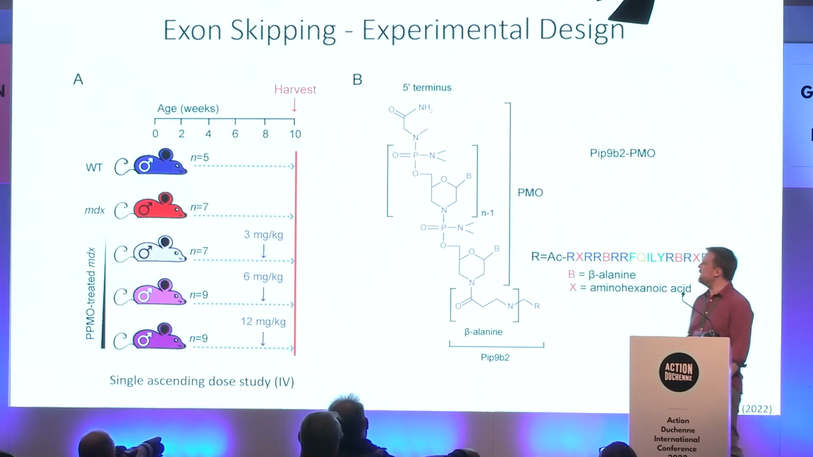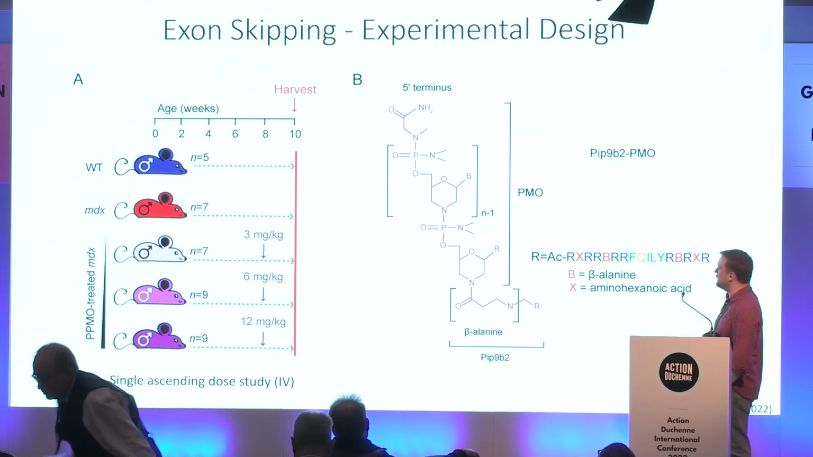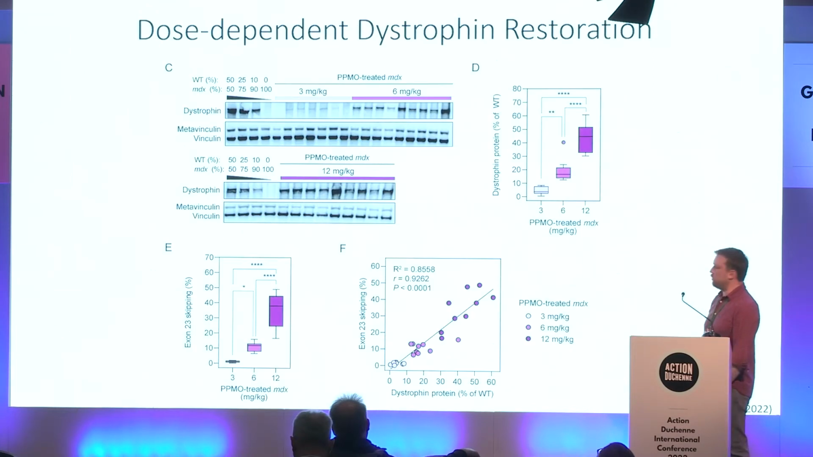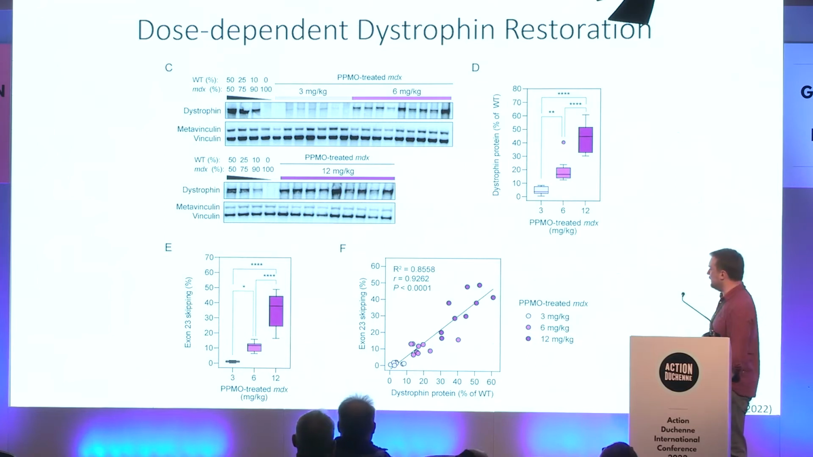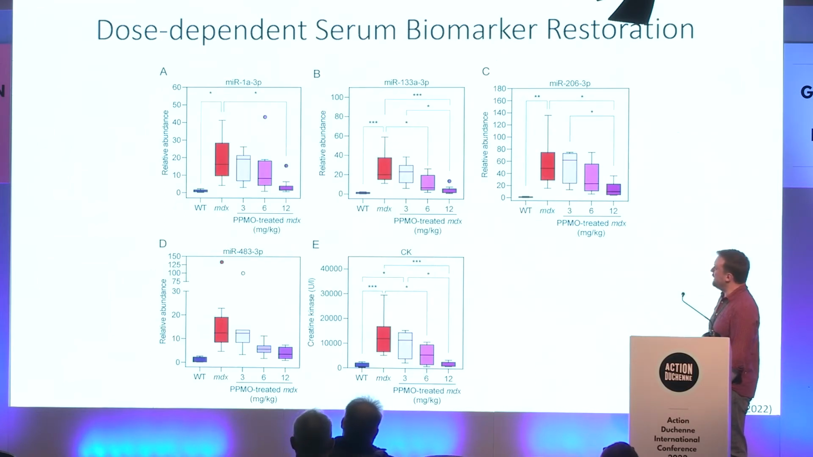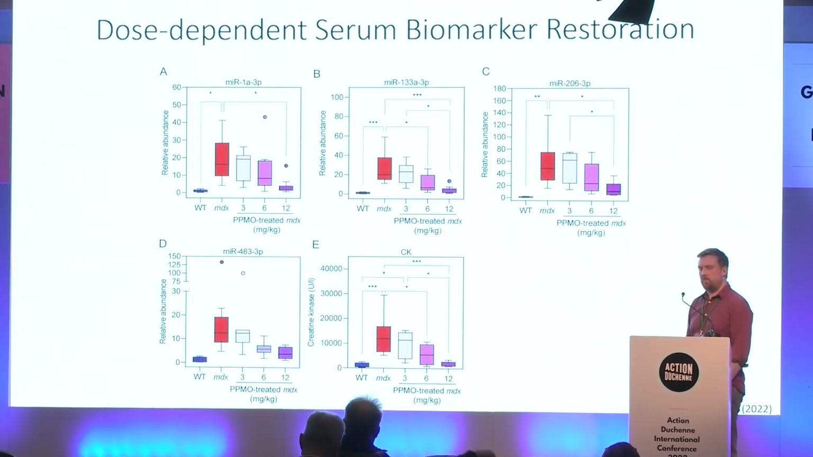For exon skipping, we designed a single ascending dose study in the MDX mouse using one of our favorite peptide PMO conjugates, which is shown diagrammatically on the right. We observed dose-dependent dystrophin restoration, fairly substantial levels of dystrophin, with a median level of about 50%. This is much, much higher than what you would see with a naked PMO technology. We found that this also resulted in a dose-dependent restoration of circulating biomarkers in these mice, which was also very encouraging.